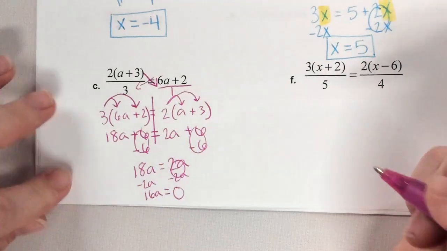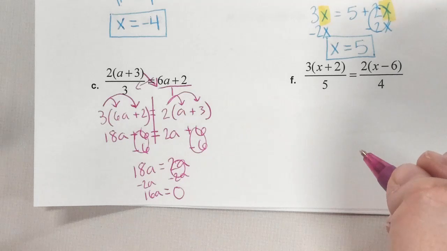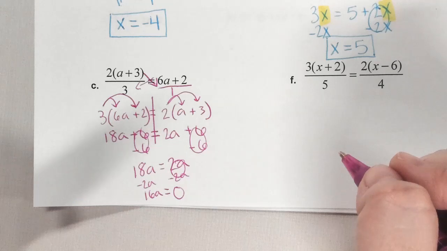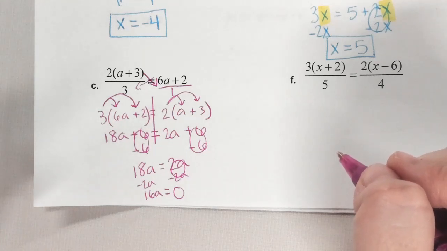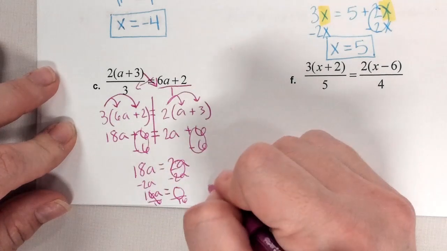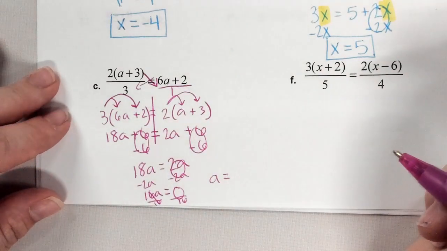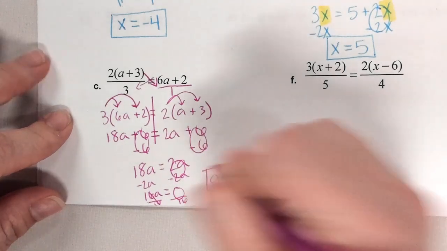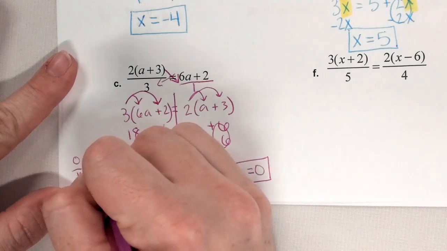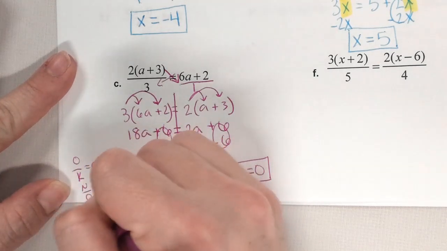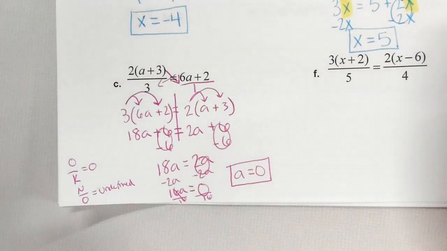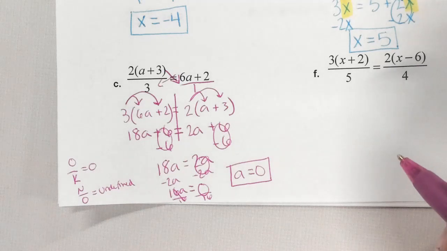16. How would you solve this? 16. Divide both sides by what? 16. We're trying to get a by itself. It's multiplying, so we're going to divide both sides by 16. And a equals what? 0. Remember, it's okay to have a 0 on top. That equals 0. It's not okay to have a 0 on bottom. That's undefined. So 0's on the top, so it's okay. We're good. Does that make sense?